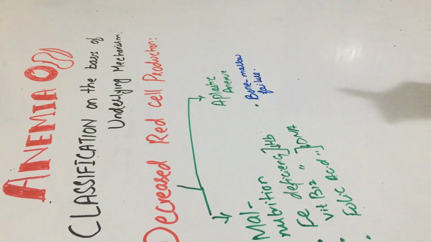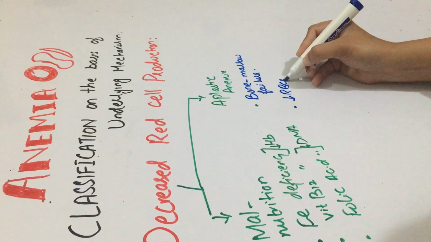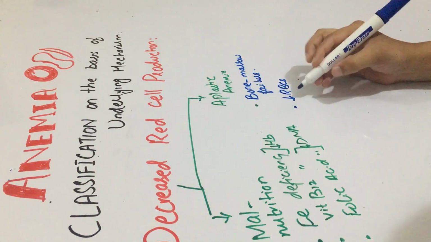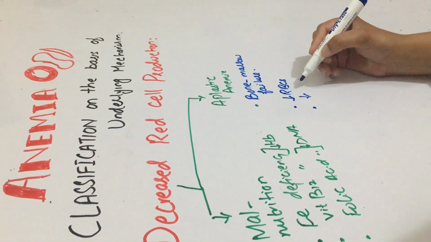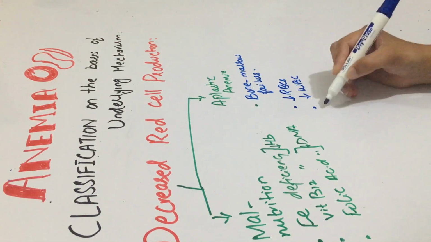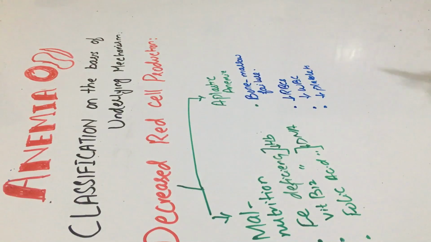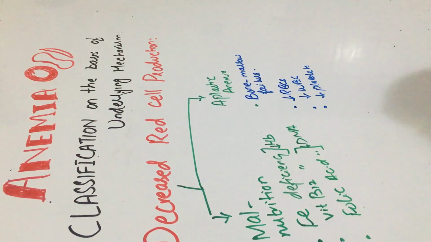So in this condition, there would be reduced RBC production because the normal hematopoietic bone marrow is not present. But along with that, other cells would also be reduced in number, like reduced WBCs and reduced platelets. So along with anemia, in aplastic anemia, you would see an increased risk of infection and hemorrhagic crisis, because WBCs and platelets are also reduced.